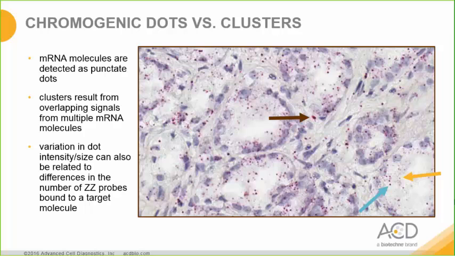The small faint dot pointed to by the orange arrow is one RNA molecule. The slightly larger, darker red dot, which is also very nicely round, pointed to by the teal arrow, is also one mRNA molecule. However, its larger size is due to more double-Z probes bound to the target molecule. In contrast, a cluster pointed to by the brown arrow is more oblong with a slightly irregular border and results from overlapping signals from multiple mRNA molecules.